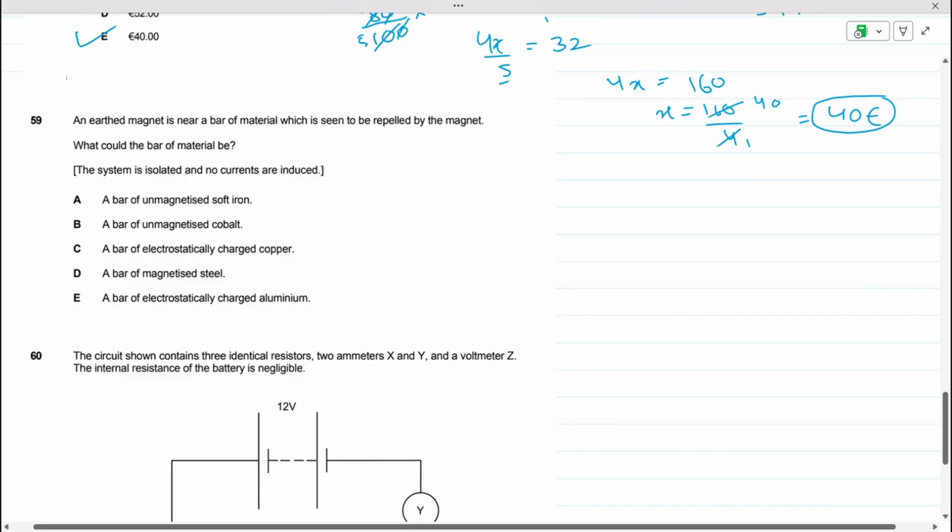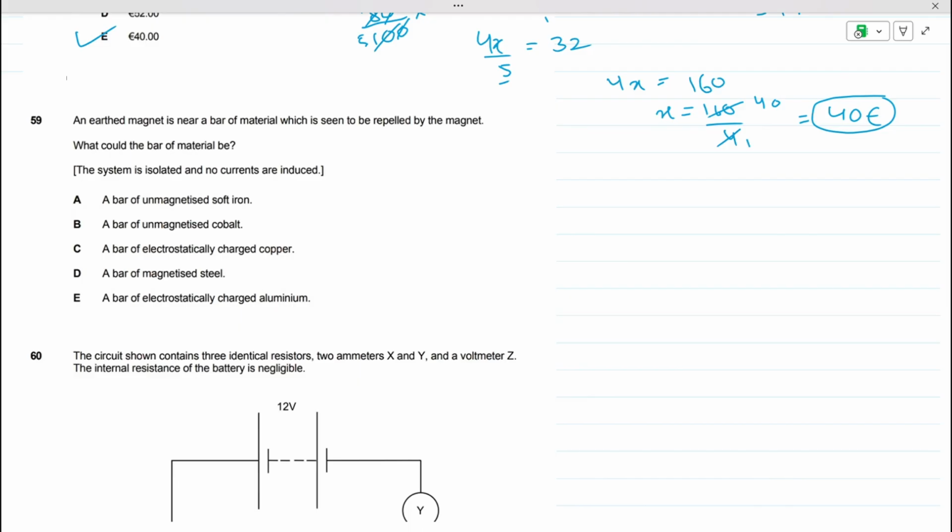Now we are on the second last question, which is 59. An earthed magnet is near a bar of material which is seen to be repelled by the magnet. What could the bar of material be? Okay, what it says, an earthed magnet, a magnet force opposes here. Of course, it has north pole, it has south pole as well, right? So they say when it is brought near to something else or a bar, it is repelled.